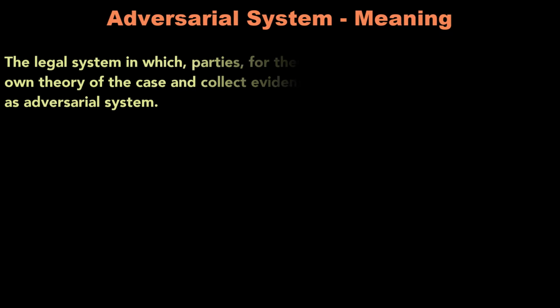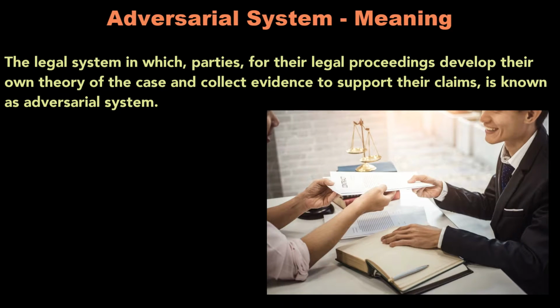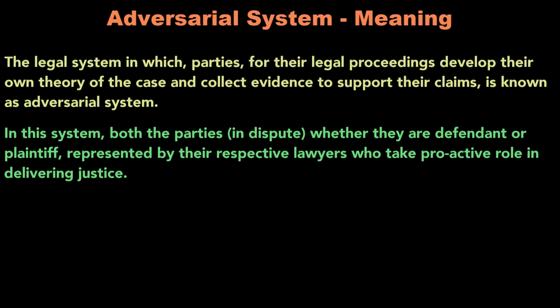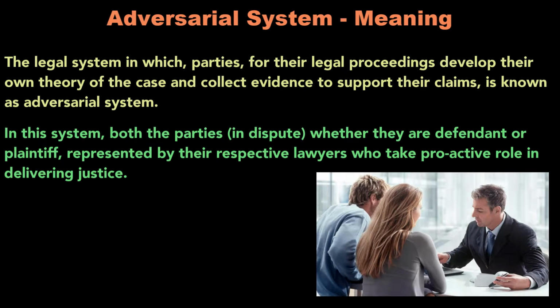The legal system in which parties for their legal proceedings develop their own theory of the case and collect evidence to support their claims is known as the adversarial system. See, what this sentence is saying, that parties are playing an active role for their cases, for their claims, isn't it? In this system, both the parties in dispute, whether they are defendant or plaintiff, are represented by their respective lawyers who take a proactive role in delivering the justice.